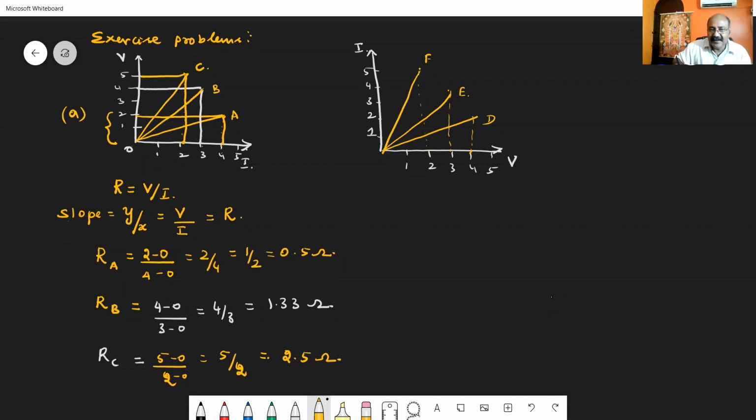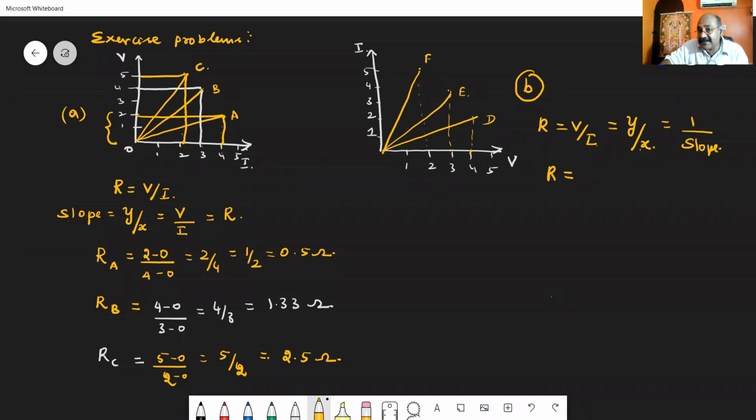Let it be as it is. Similarly, you have to go for the graph B. Here also the resistance is given by the formula V by I. But here, I can write it as the y-intercept by the x-intercept. Here the x-intercept is considered to be V, and the y-intercept is considered to be I. So resistance R is equal to V by I, while the slope is y by x.